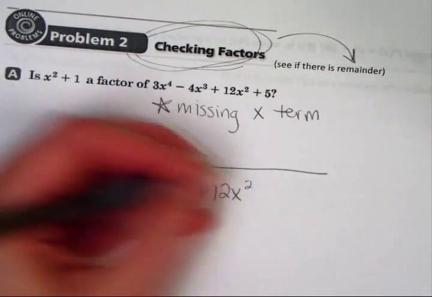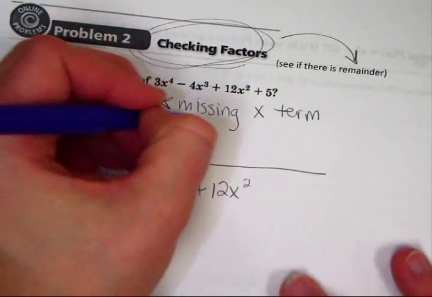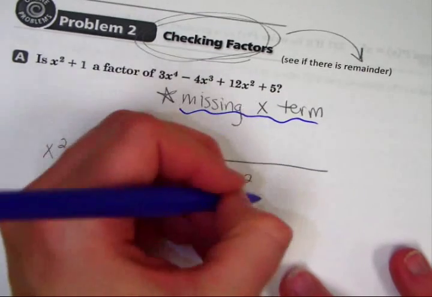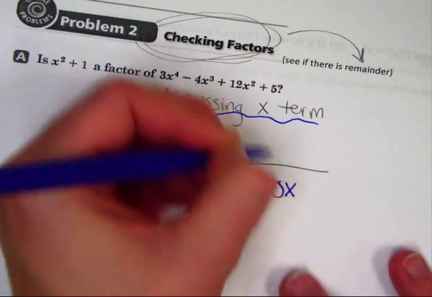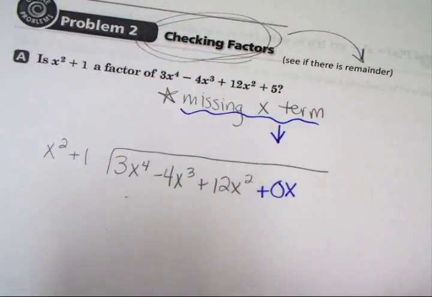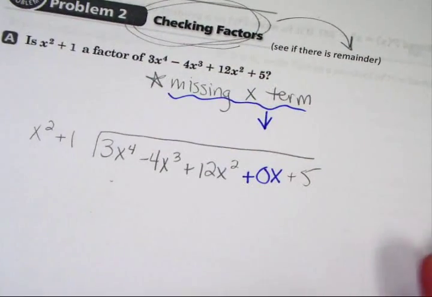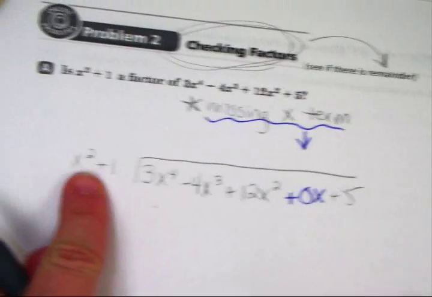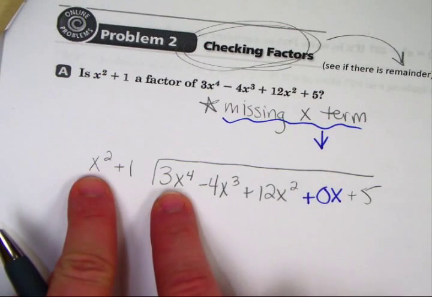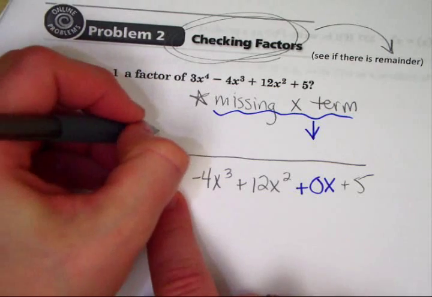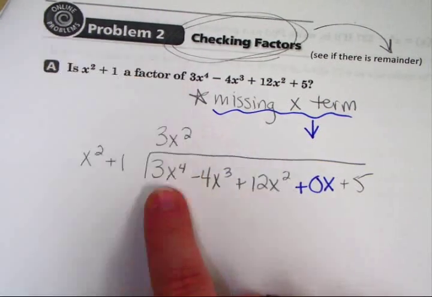Now watch this. This is what happens when you're missing an x term. You ready? Plus 0x plus 5. You always want to put in something if you're missing it. Now ask yourself, what does x squared need to become 3x to the 4th? Well, it would need a 3 and it needs another x squared.